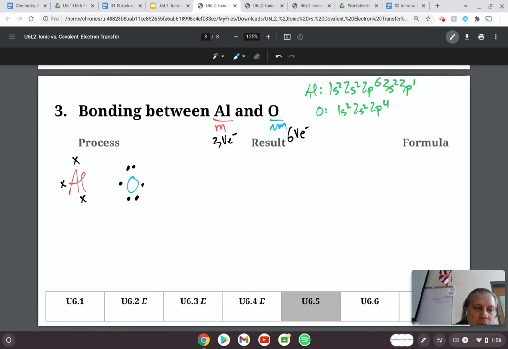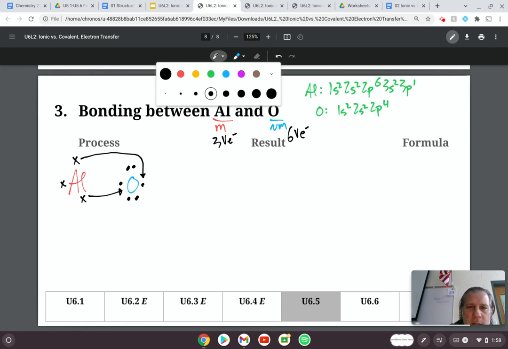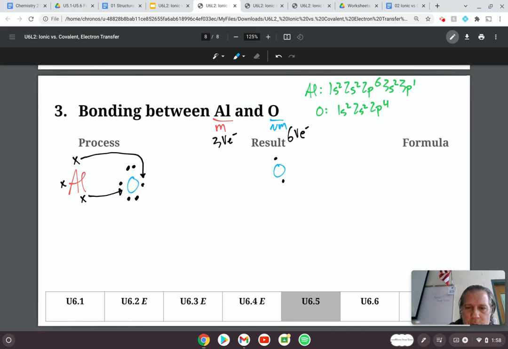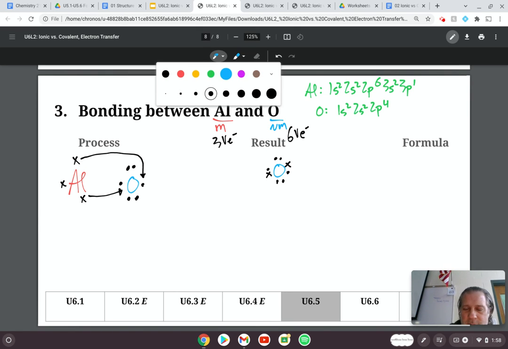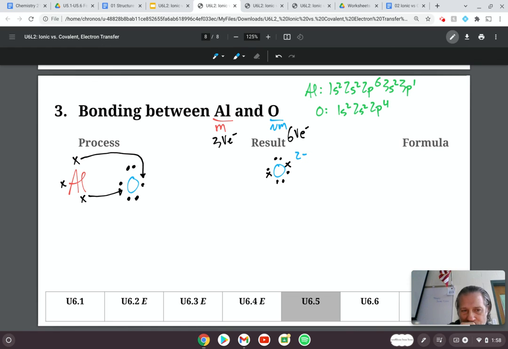And then I'm going to start showing transfer. So I'm going to have 1 electron from aluminum go to that oxygen, and another electron from aluminum go to this oxygen here. Okay. Now, at this point, my oxygen has its 6 electrons, so 1, 2, 3, 4, 5, 6, and the 2 electrons that it picked up from the aluminum. And when it picked up those 2 electrons, it got a charge of -2.